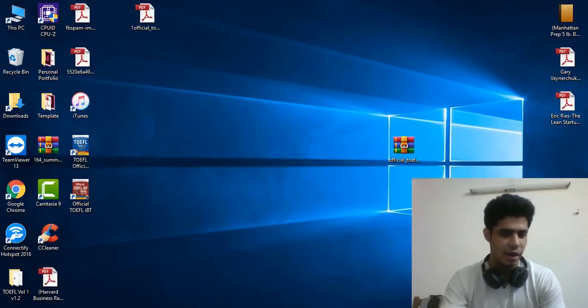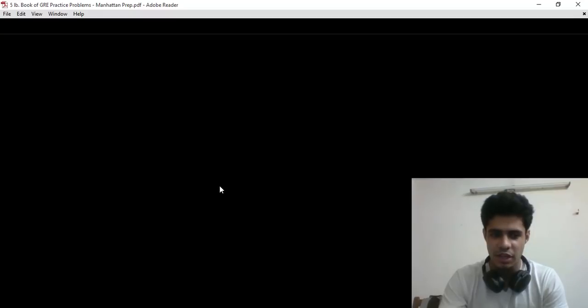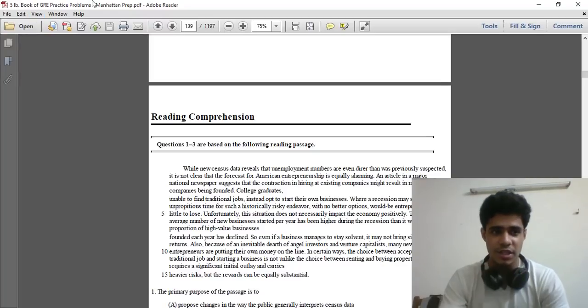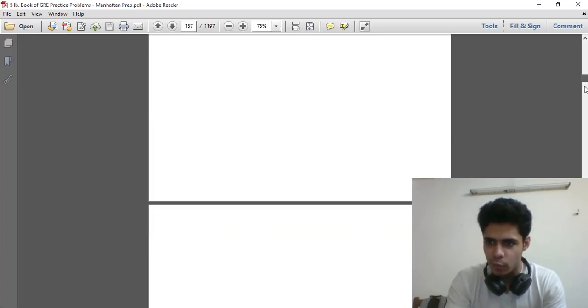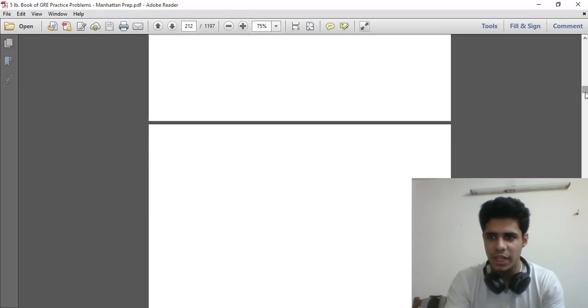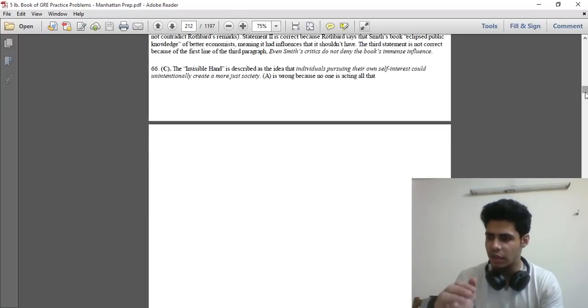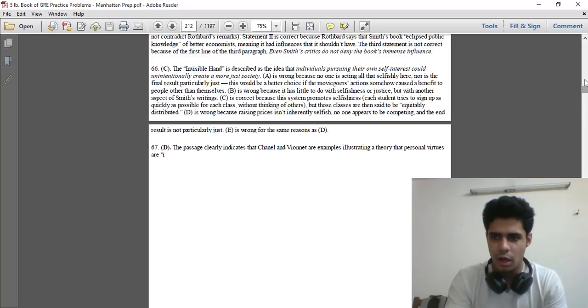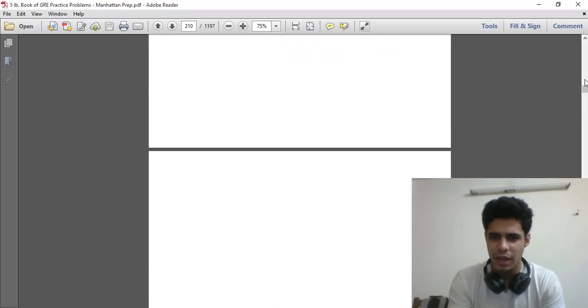Again, as you guys know, my favorite book is the 5-Pound Book of Practice Problems. This is the same book as you can see from the title above over here. By the way, this book offers, I think, over 180 reading comprehensions, just the normal reading comprehensions, and like, I think 50 or 55 of the logic-based ones. Sorry, these are the solutions.